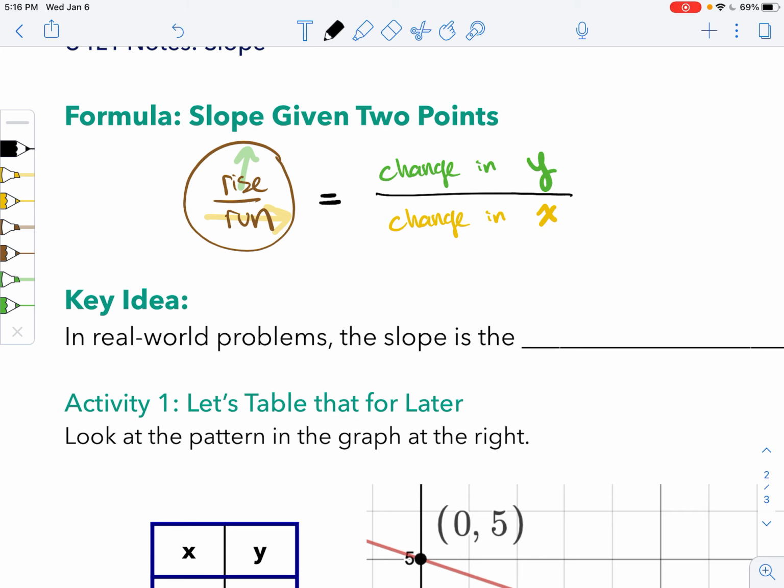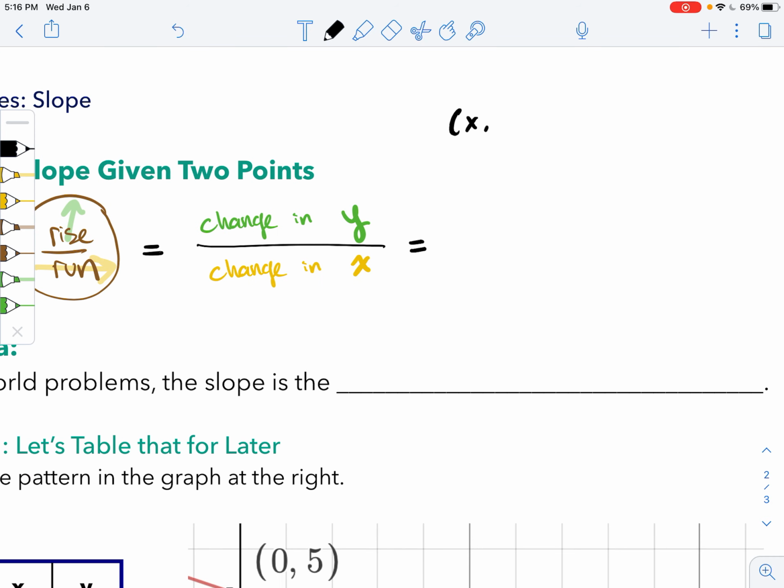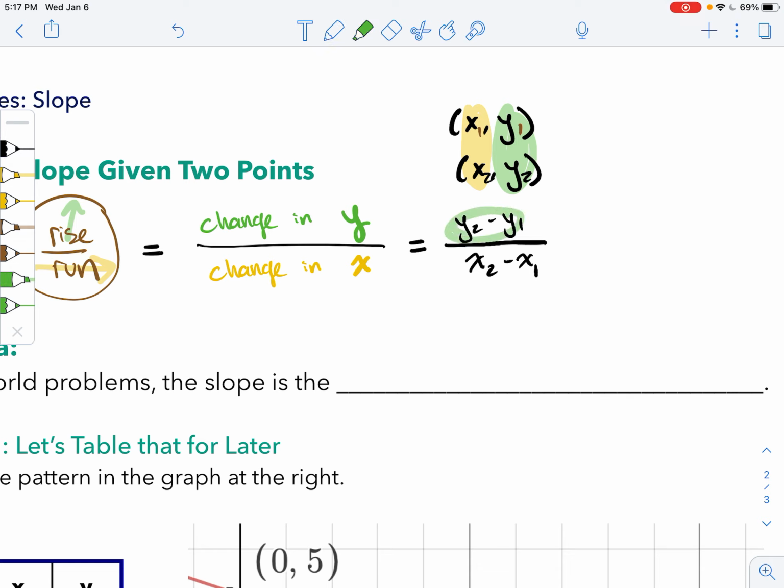So a nice formula that we use is we'll say, okay, if we have 2 points, if you have an x and a y, oh, but we have 2 of them. So you have, let's say, x1, y1, x2, y2. Then you first find the difference in your y values, and then you find the difference in your x values. So you'll say, okay, well, that's y2 minus y1 over x2 minus x1. So you find the change in your y values, and then you find the change in your x values. And that's it. That's your formula for slope.